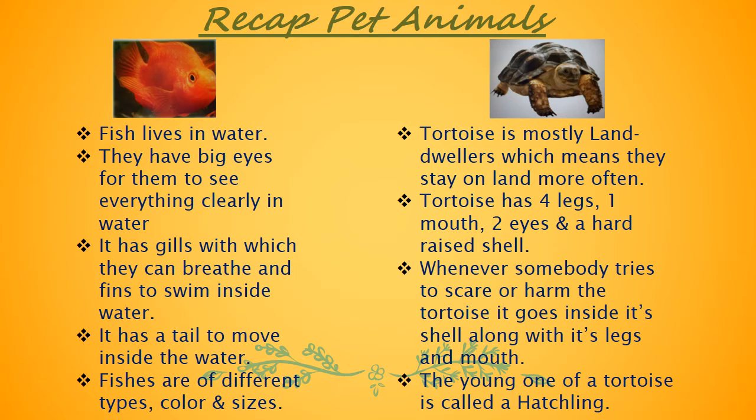Next we have tortoise. A tortoise is mostly land dwellers, which means they stay on land more often. Tortoise has four legs, one mouth, two eyes, and a very hard raised shell. Whenever somebody tries to scare or harm the tortoise, it goes inside its shell along with its legs and mouth. The young one of a tortoise is called as a hatchling.